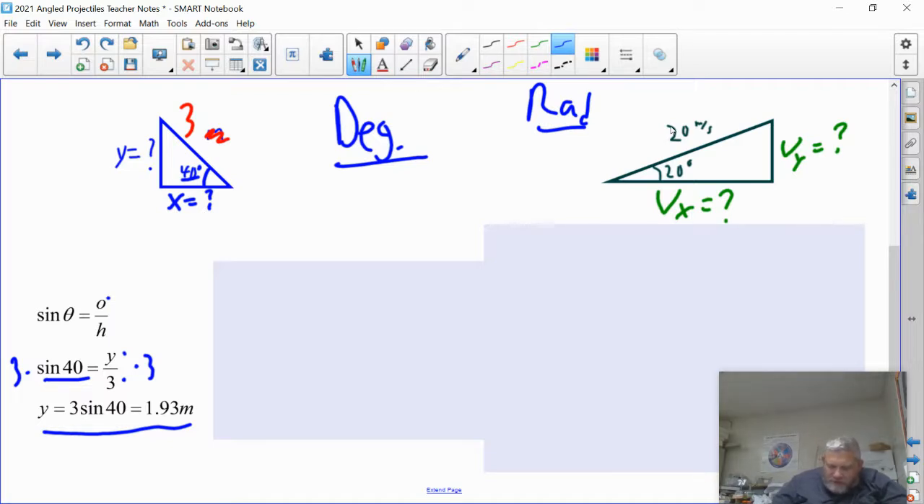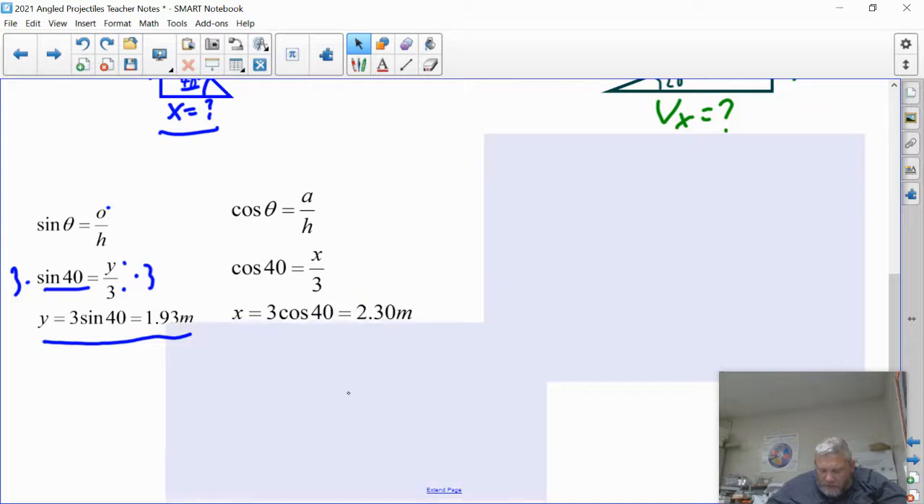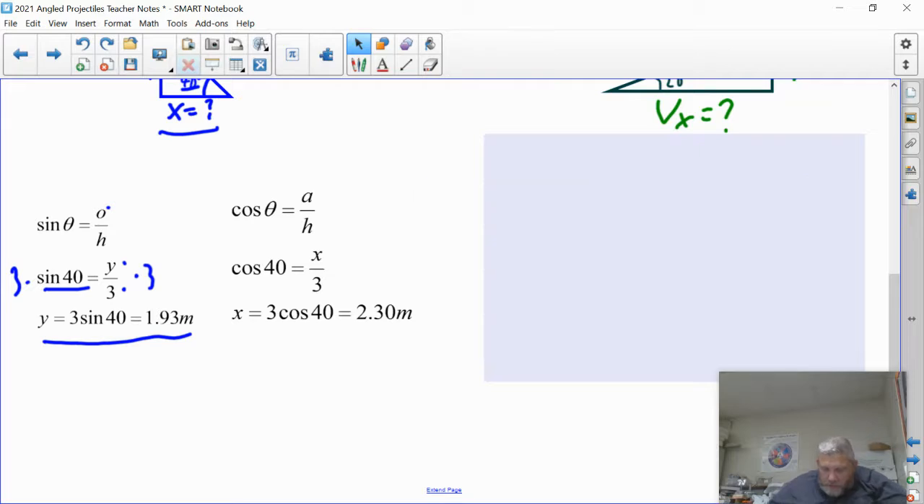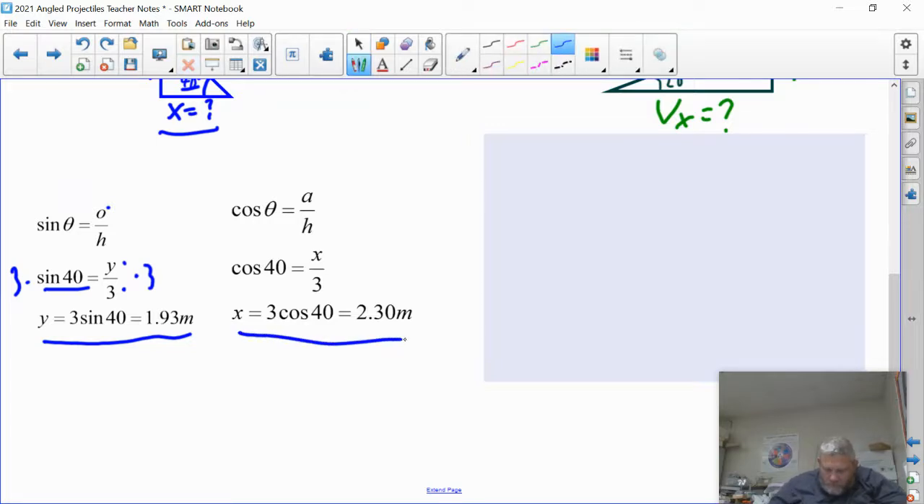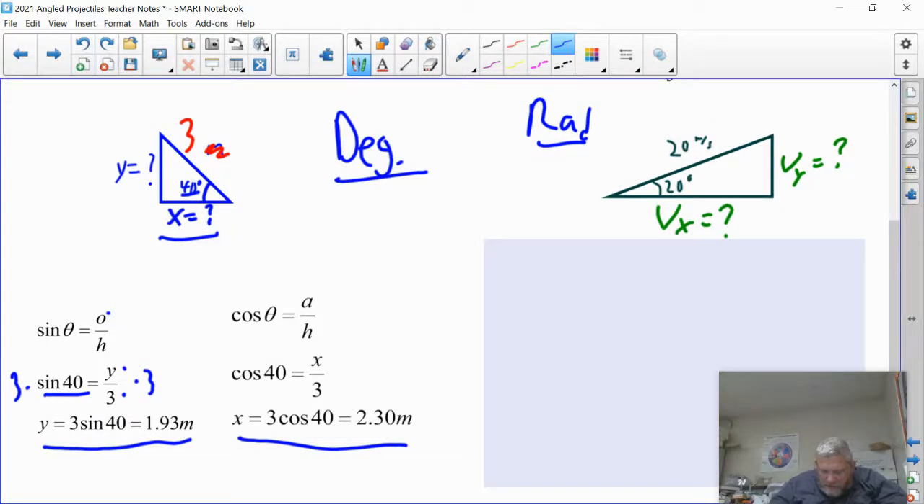All right, the other thing is let's find x. We're doing the same thing. We know cosine is adjacent over hypotenuse because now we're finding the adjacent side. So cosine of 40 is x over 3, and we come up with the final answer: x is 3 cosine of 40, or 2.3 meters. Anytime you want to find the horizontal component from this angle, we use cosine. When we want the y component, we use the sine.